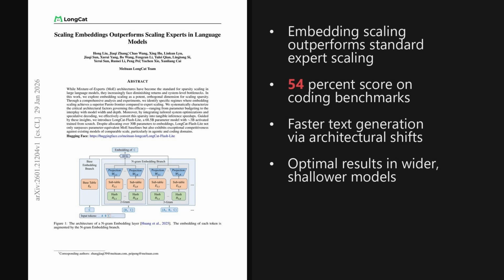Wrapping up, two takeaways stand out. First, scaling embeddings offers a potent alternative to the standard mixture of experts approach, especially in high sparsity regimes. Second, by moving parameters into efficient lookup tables, the model gains significant speed without sacrificing reasoning capability.